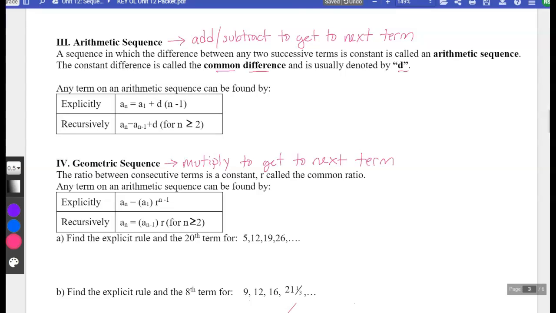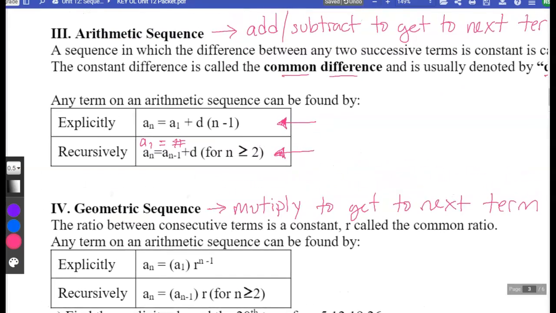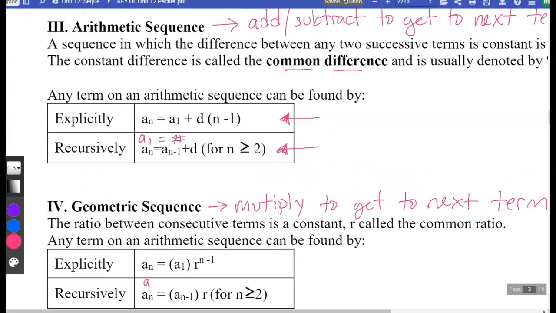And then we have some nice formulas for writing the arithmetic and geometric sequences. If we're trying to write an arithmetic sequence explicitly, this is the formula we use. If we're trying to write it recursively, this is the formula we use. We have to state what a sub 1 is equal to. If we're writing anything recursively, we have to state the first term.